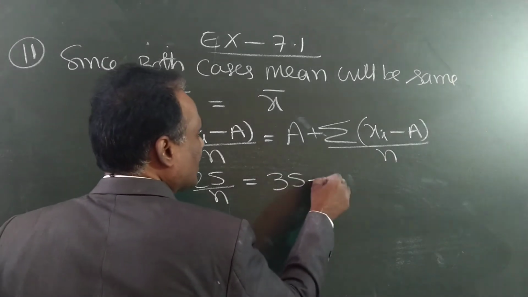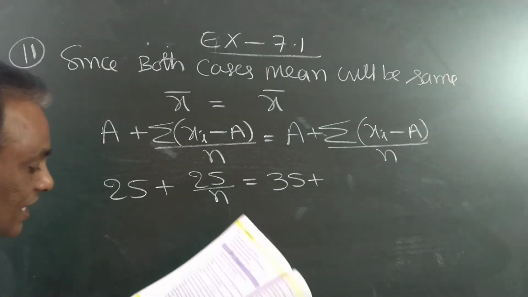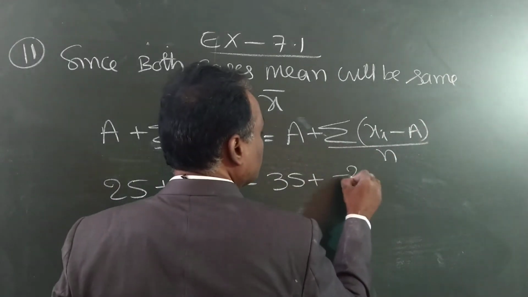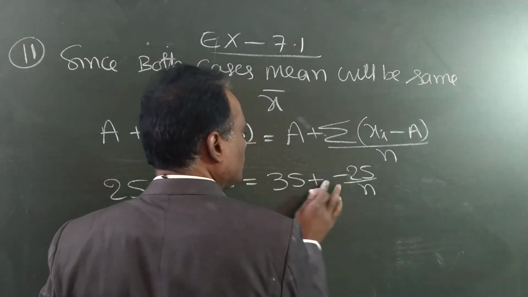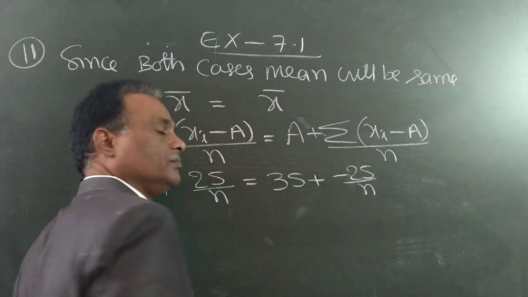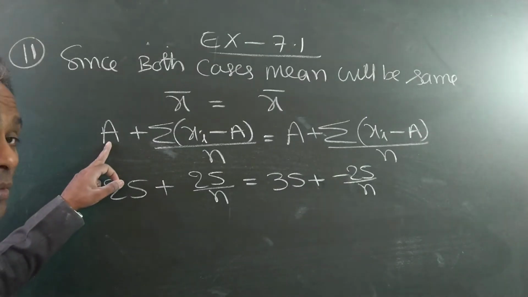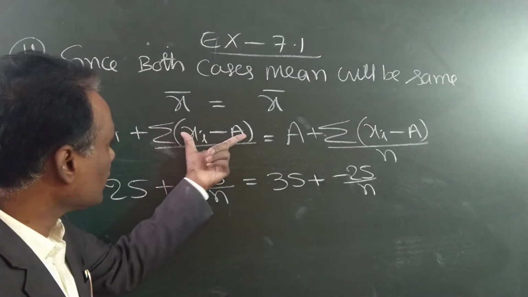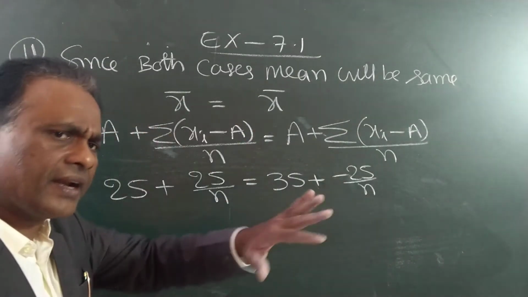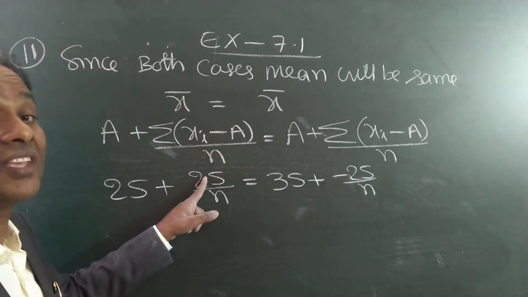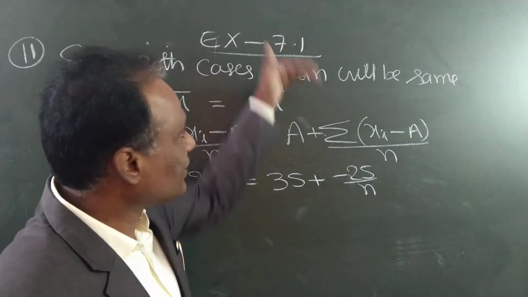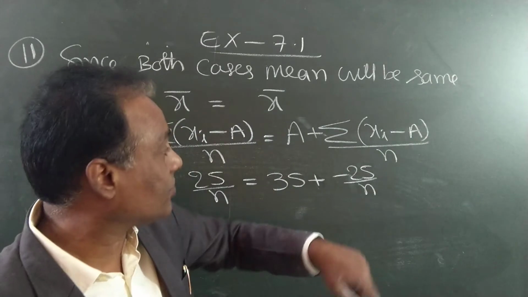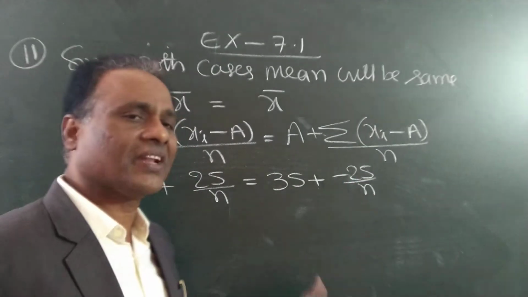Second time deviations are taken from 35. And sigma xi minus a is minus 25 by n. First time assumed a is taken as 25, second time a is taken as 35. Sum of all the deviations from 25, subtracted and added, the total is 25, that is given. So here also, if it is 35, each number minus 35, we add all of them, the answer is minus 25. It is already given.